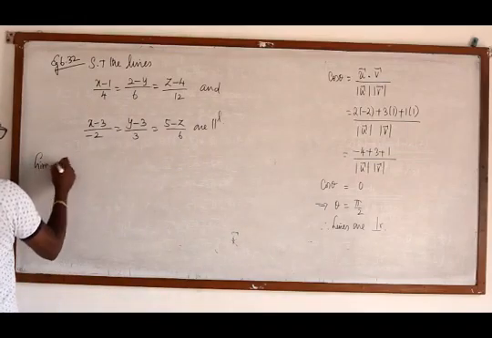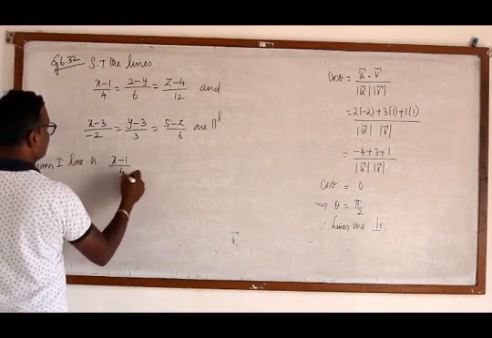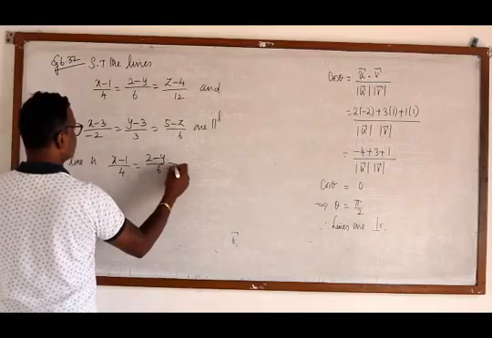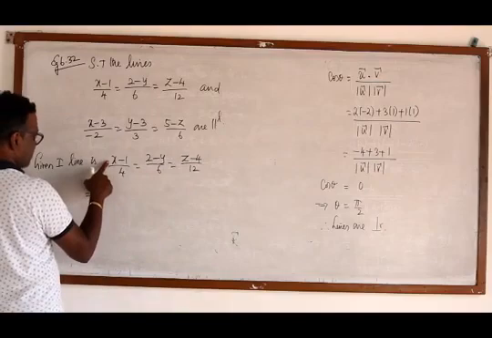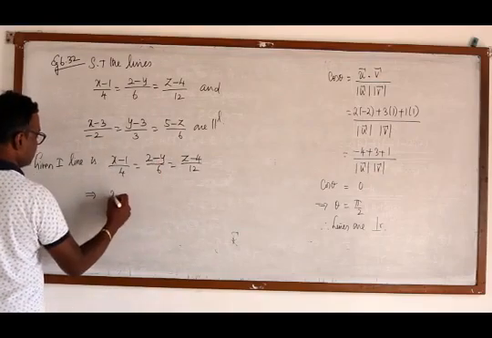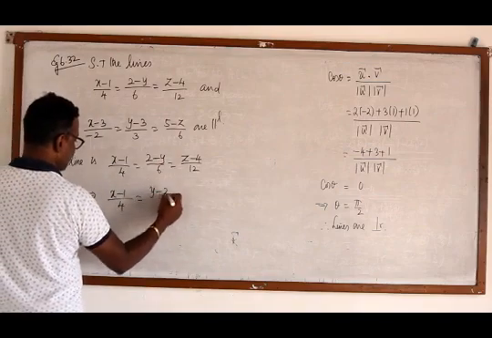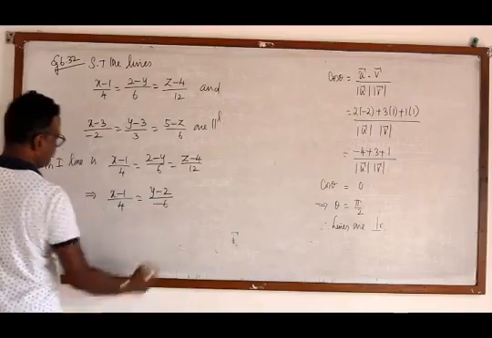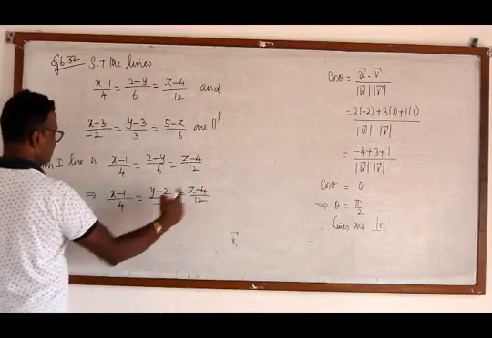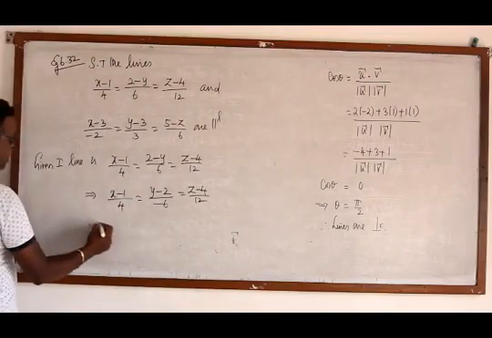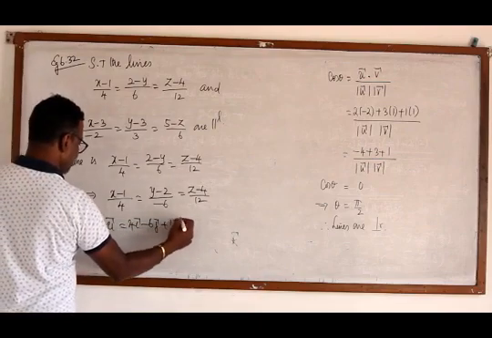Given first line is (x minus 1)/4 = (2 minus y)/6 = (z minus 4)/12. See here the x coefficient is plus 1 whereas the y coefficient is minus 1. So shall I write this as (x minus 1)/4 equal to (y minus 2)/(minus 6) equal to (z minus 4)/12. Now see, the coefficients of x, y, and z are positive 1. Therefore, u vector is 4i minus 6j plus 12k.